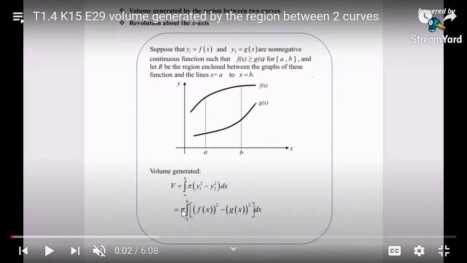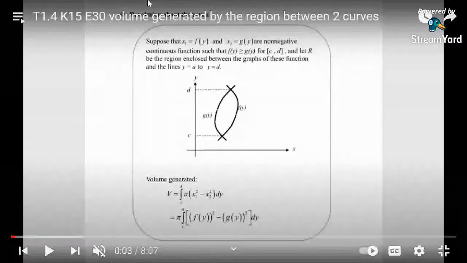Okay, kalau kita add on pi, disebabkan kita punya situasi adalah rotate about 360 degrees. Sekiranya 180 degrees, dia akan jadi pi over 2. Integrate for the function f(x) squared minus g(x) squared with respect to x. So dia lebih kurang sama macam area, cuma beza dia ada square for the function. Okay, so ini adalah contoh tentang revolution about the x-axis.